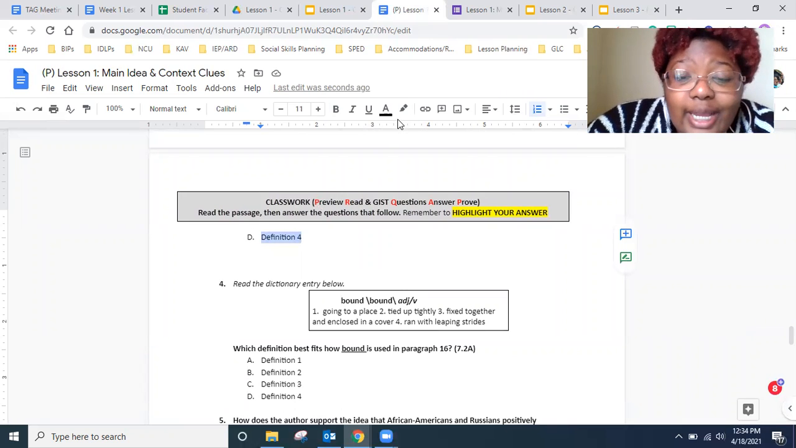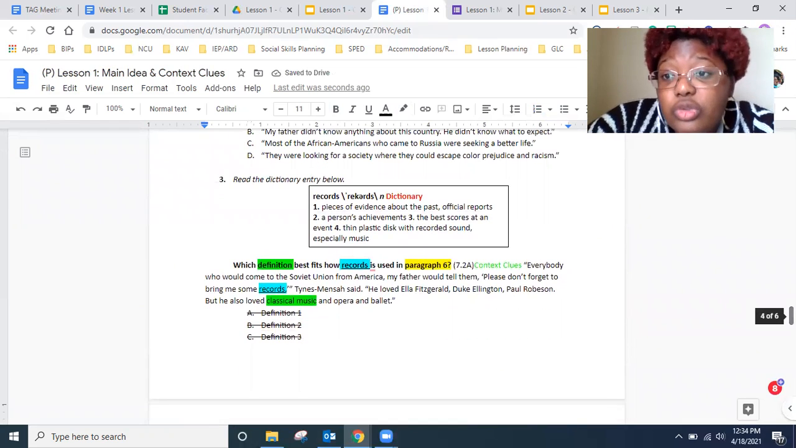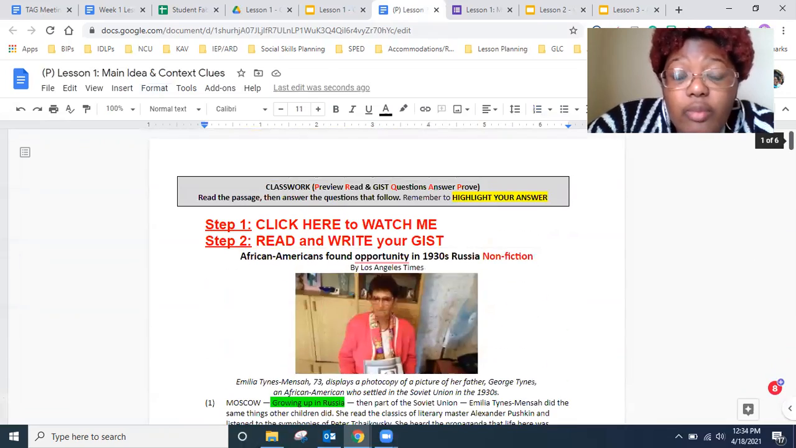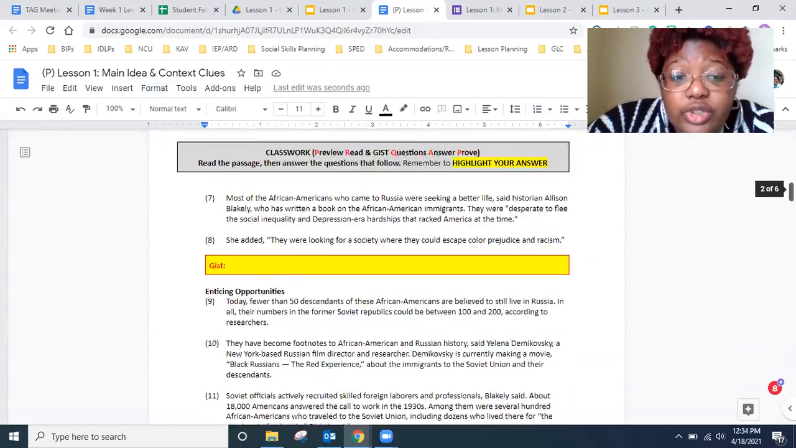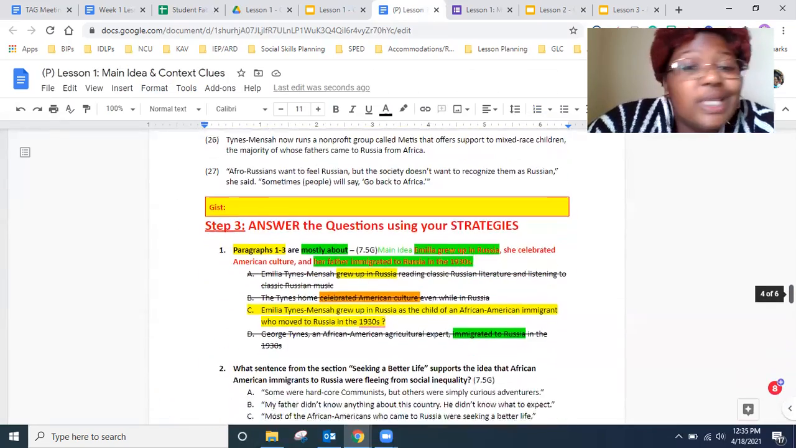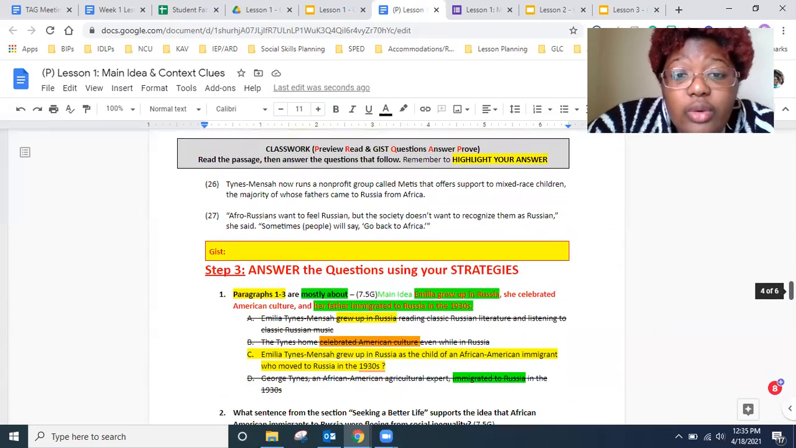So I'm going to highlight my answer so Ms. Smith knows that that's the answer I chose. Perfect. So this is what you're going to do every single time you answer these questions. You are going to go back and read and write your gist for every single box. You must write your gist. It's a non-negotiable. Then you are going to go through and analyze the questions, highlighting the most important parts of the question.